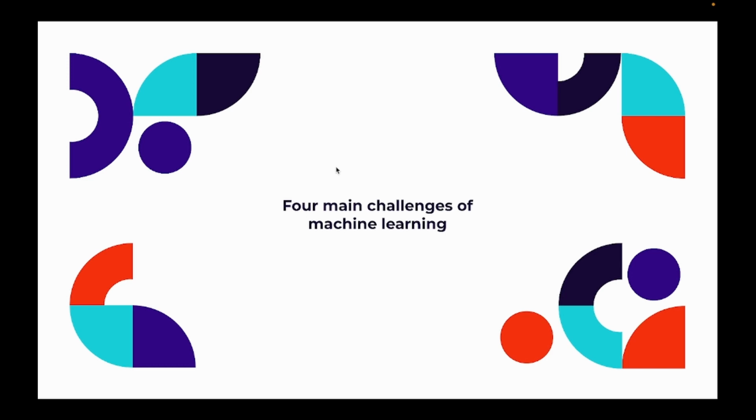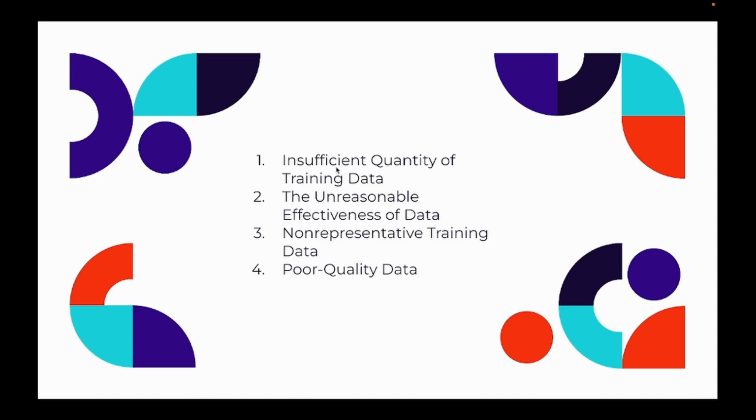And just to wrap this chapter up, one of the final points the author talks about is the major challenges that machine learning faces. There are four major challenges: insufficient quantity of training data, unreasonable effectiveness of data, non-representative training data, and poor quality of data. These are the major challenges faced by machine learning today.